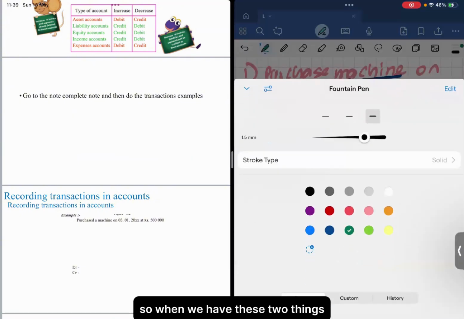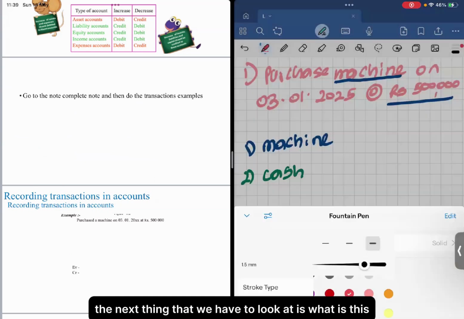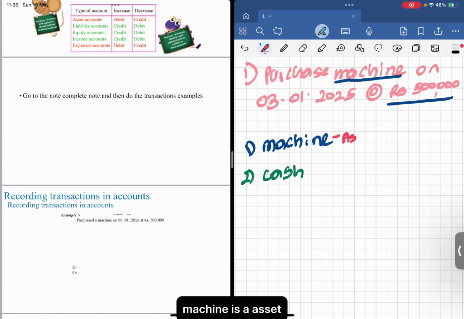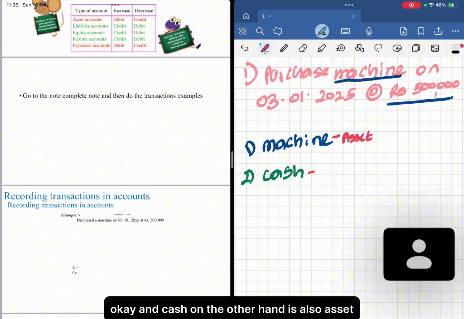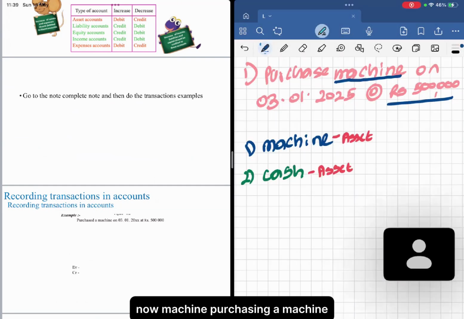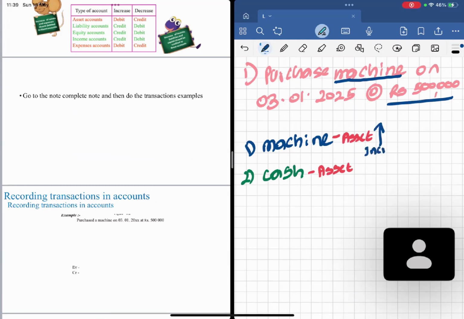When we have these two things, the next thing that we have to look at is, what is the accounting element related to this type of account? Machine is an asset, and cash on the other hand is also an asset. So in this transaction, what has happened? When you purchase a machine, the machine balance is going up, or increasing.